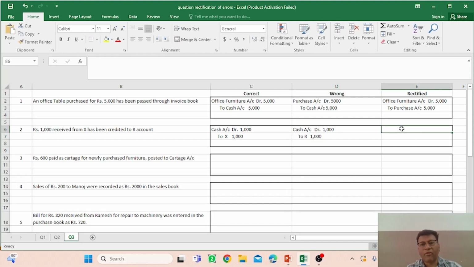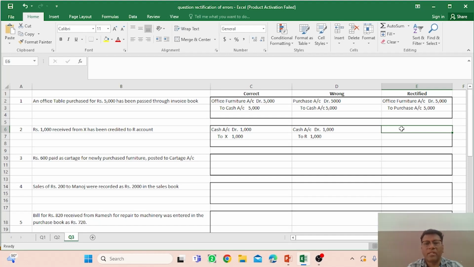And what should be the rectified entry? If you say the cash account should be debited because the correct entry was cash account debit, it would be wrong, because you have already entered rupees 1,000 in the cash account. If, in order to rectify the entry, you post the cash account debited by rupees 1,000 again, it would increase by 1,000 and there would be a 2,000 balance in the cash account, so it would be wrong. So this is the solution: you do not have to touch this particular cash account because it was already posted.